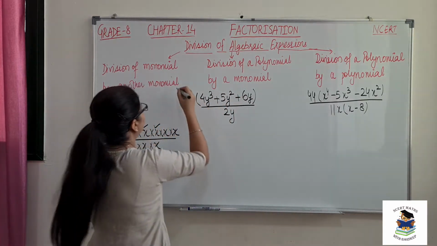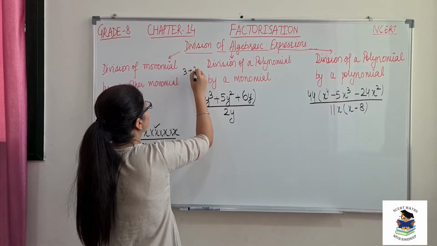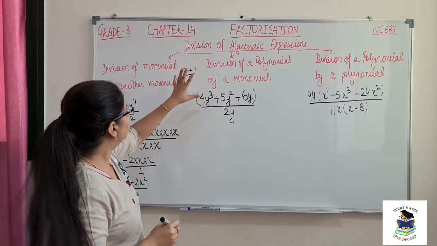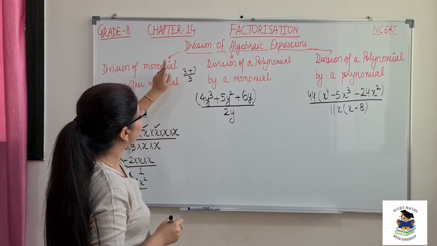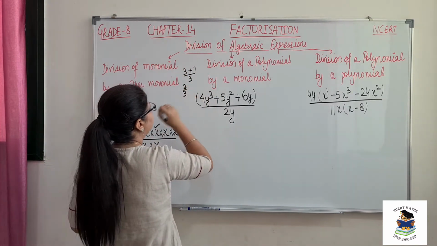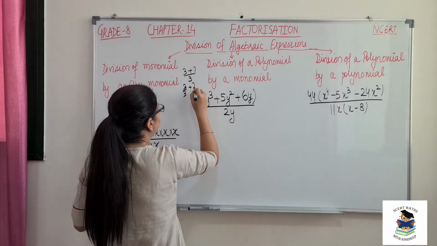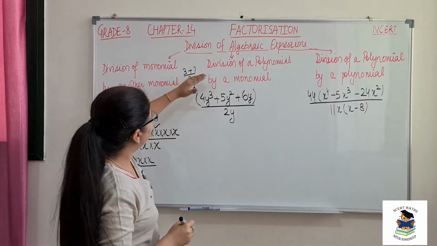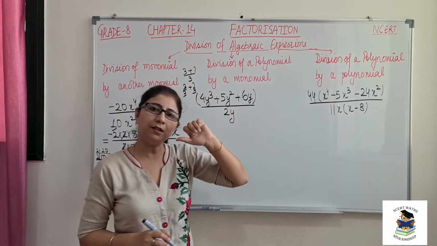Suppose I have one example, that (3 plus 7) by 3. So what is the meaning of this? That means this 3 is denominator for both terms. That is, 3 should be divided by 3 also, and 7 should be divided by 3 also. Only then we can have 3 plus 7 with common denominator 3.